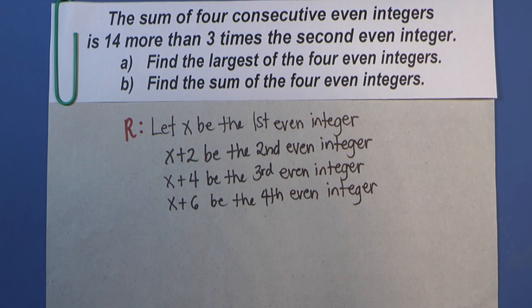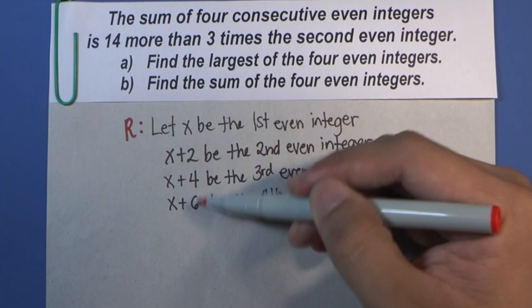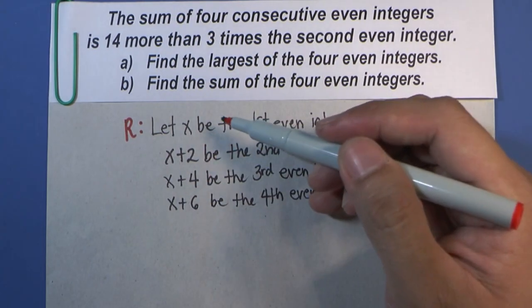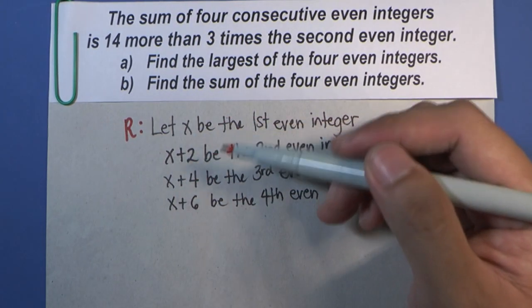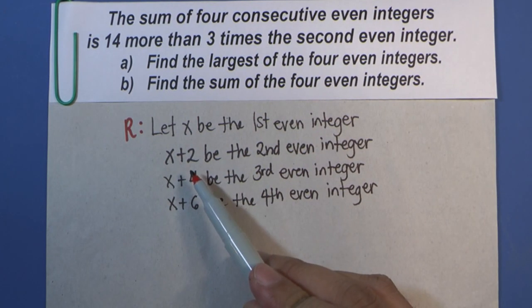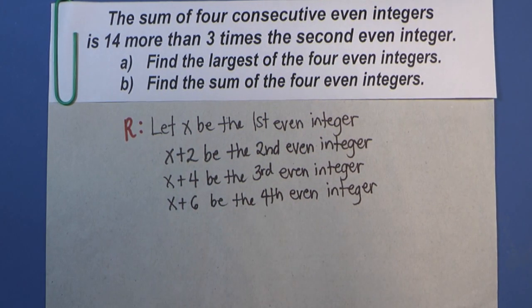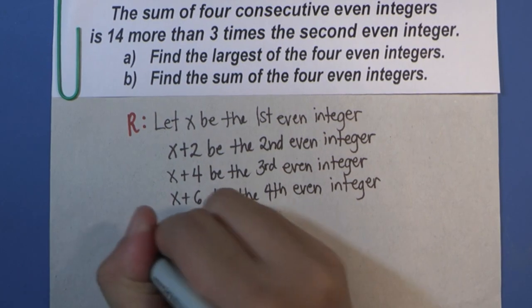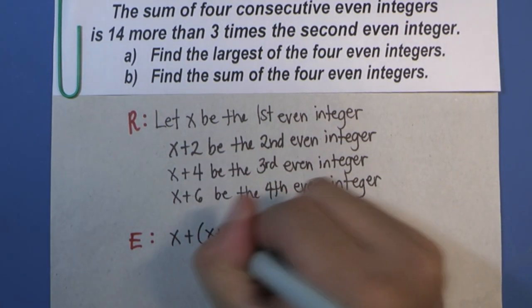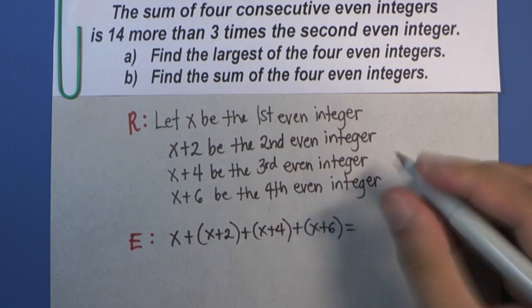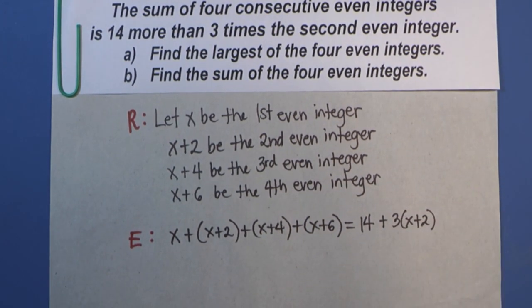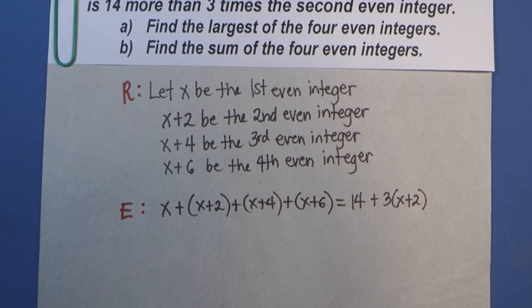Now that we have properly represented our unknown even integers with variable expressions, we can now formulate our equation. The problem states that we are looking for 4 consecutive even integers, the sum of which is 14 more than 3 times the second even integer. We then have the equation. Let us now solve this equation.